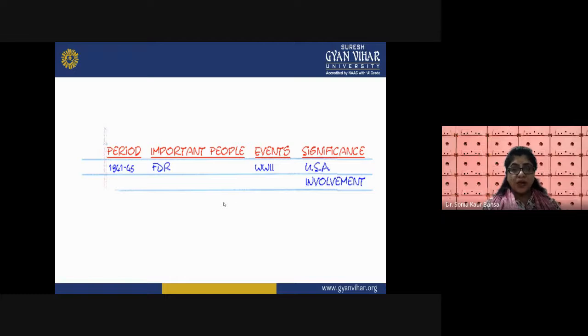Now see, this is the charting method. You check the period. This is the period 1941-45, and the important people, like FDR. Who were the important people in this period? I told you, this is used more in history classes and social sciences classes. Then the events, World War II, and then the significance, USA involvement. So this is how I'm preparing a chart. Then for the next period the teacher is talking about, I'm going to add the next important people, next event, next significance. So this is the charting method of taking notes. And students, trust me, if you are using the right charting method of note taking, your notes will be beautifully systematized. Nobody can stop you from learning or doing well with your skills.